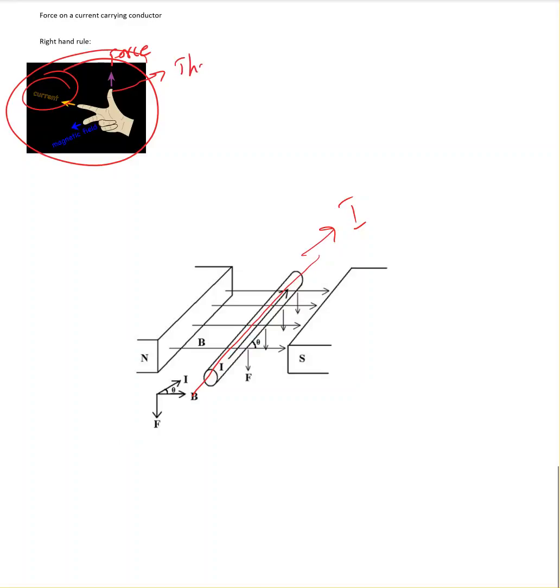So let me say thumb, forefinger, and middle finger. Place them 90 degrees to each other. You have to place them 90 degrees to each other. Now the thumb indicates the force direction, the forefinger indicates the current direction, and the middle finger indicates the magnetic field direction.